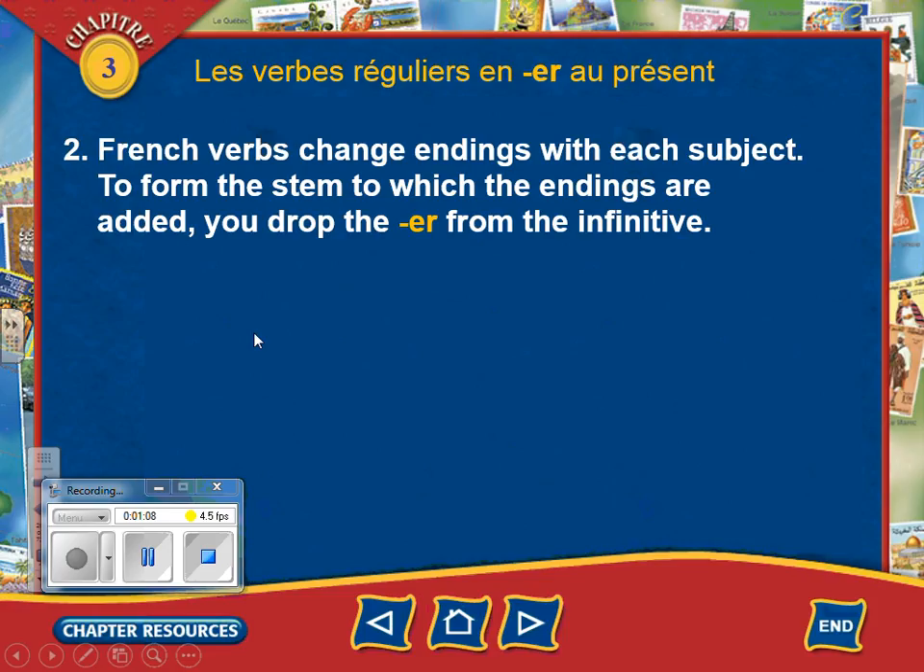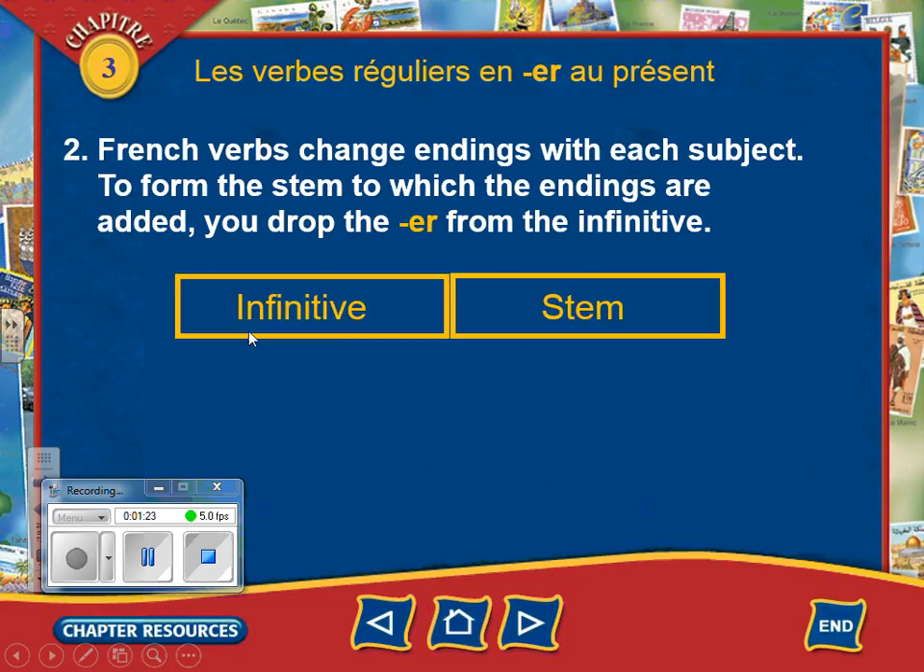In French, verbs change their endings with each subject, and to form the stem to which the endings are going to be added, we simply have to drop the ER from the infinitive form of the verb, or like I said, the name of the verb. Okay, let's look at these three verbs. Parler. When it's spelled this way, with the ER on the end, it means to speak in English. When I take the ER off, I get a stem. Parle. Écouter. To listen to. Remove the ER and I get my stem, écoute. Aimer. To like. Remove the ER and I get my stem. It is to these stems I will add specific endings for each subject.